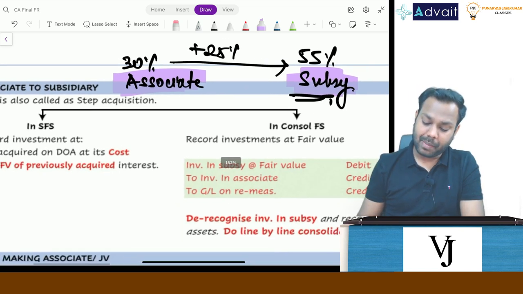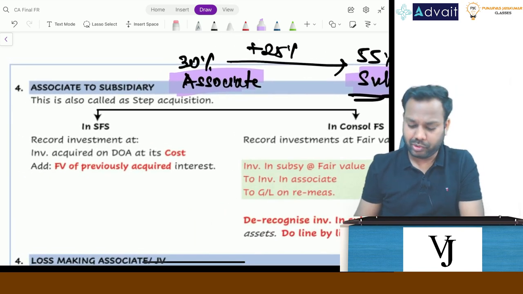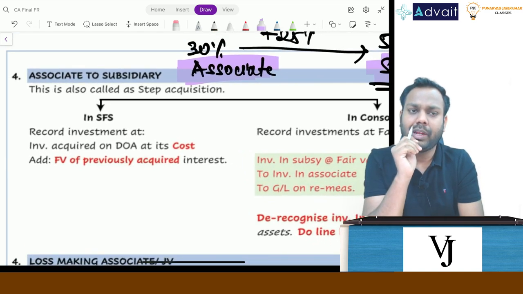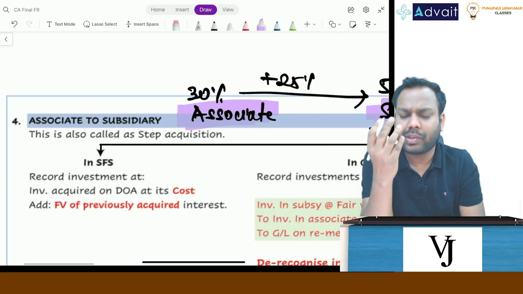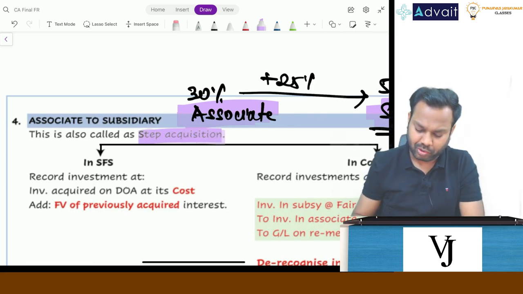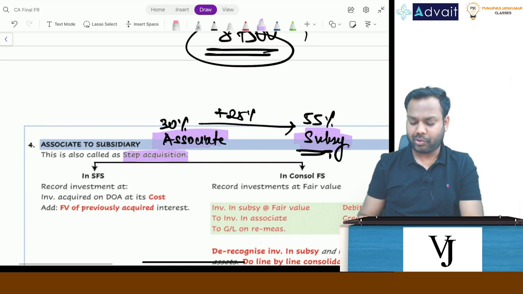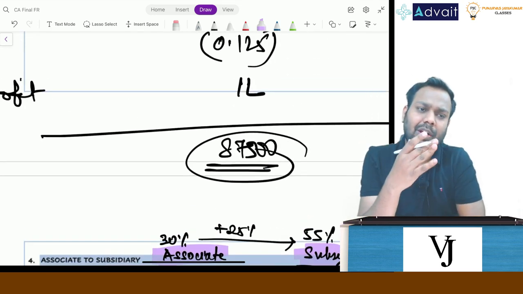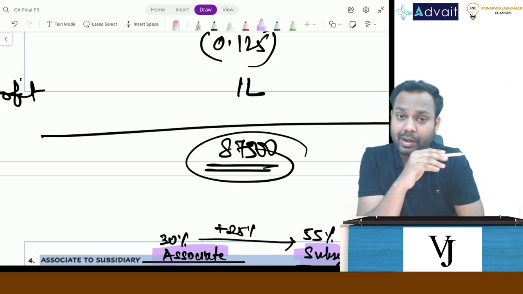Now, what happens? What should be the treatment of this one? As we studied in today's class itself, something like this is called a step acquisition. Leaving apart the concepts, what do we do in step acquisition? In the separate financial statements, we remeasure the previously acquired interest.